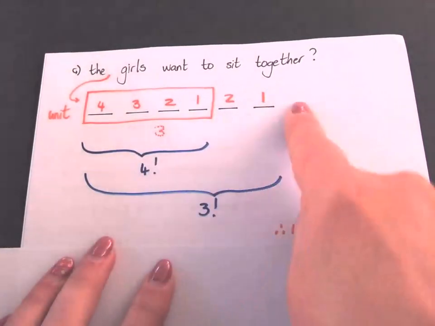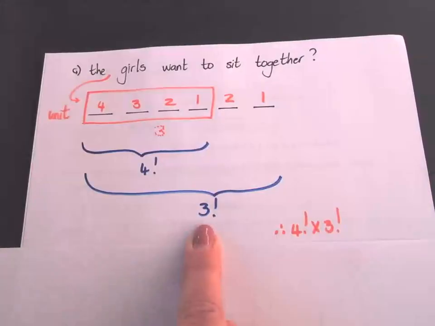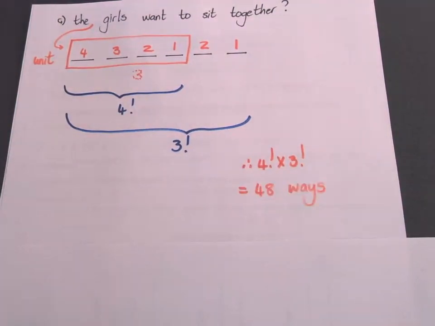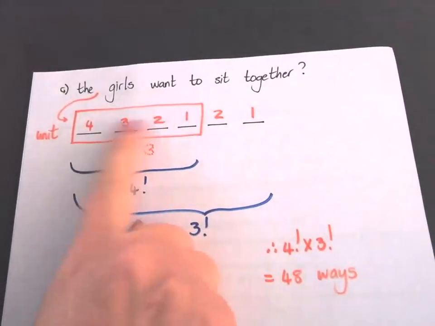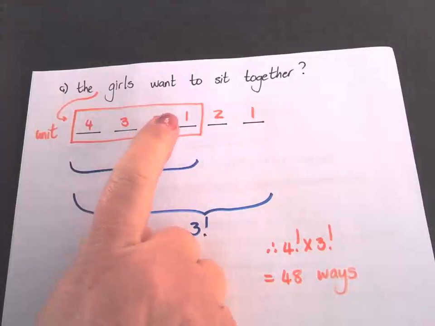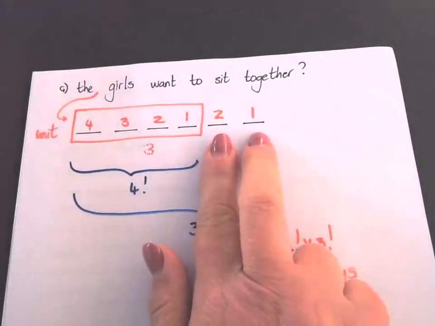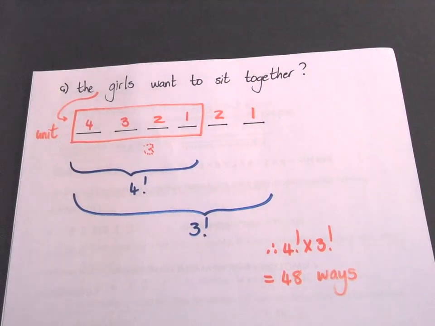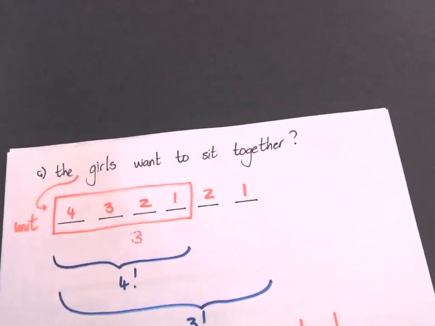And together with the boys, you have 3 factorial. How many in total? 4 factorial times 3 factorial is 48 ways. Why is it only 3? Because they are treated as a unit. So it's 1 unit plus the 2 boys. Okay. Are you all with me? Alright, let's get to the notes.